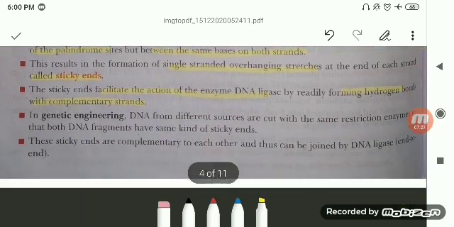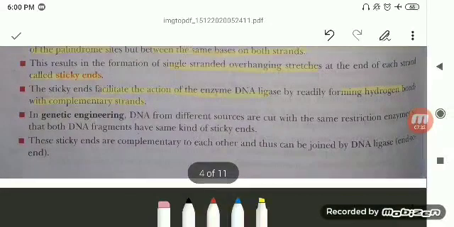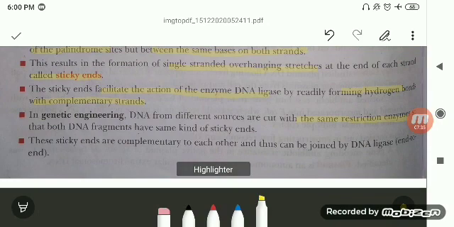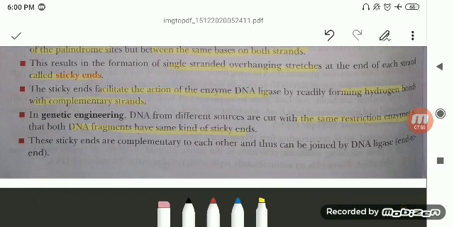So in genetic engineering, DNA from different sources is cut with the same restriction enzyme. Very importantly, the same restriction enzyme is used for cutting the different sources of DNA, so that both DNA fragments have the same kind of sticky ends. These sticky ends are complementary to each other and thus can be joined end to end by another enzyme or tool of recombinant DNA technology, DNA ligase.